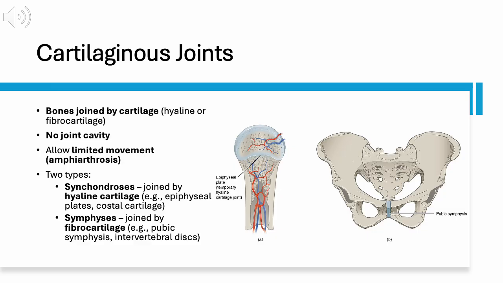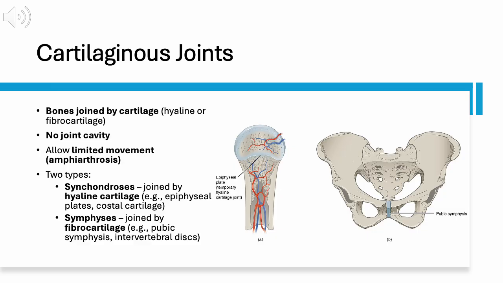Now let's move on to cartilaginous joints. In these joints, bones are joined together by cartilage, not connective tissue. Like fibrous joints, there is no joint cavity, so the bones are still fairly close together. These joints allow limited movement, so they're usually classified as amphiarthroses. There are two types: synchondrosis, where bones are united by hyaline cartilage. These can be temporary, like the epiphyseal plates in growing bones, or permanent, like the connection between the first rib and the sternum.